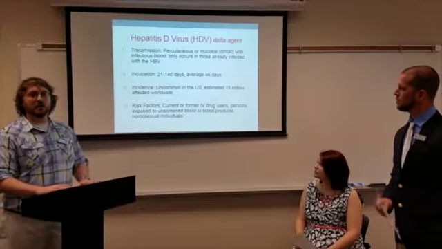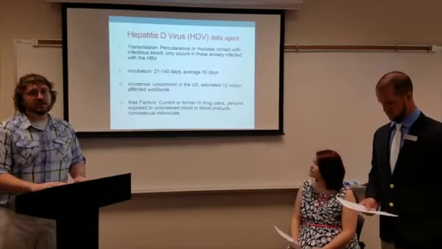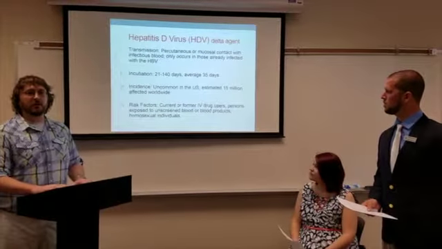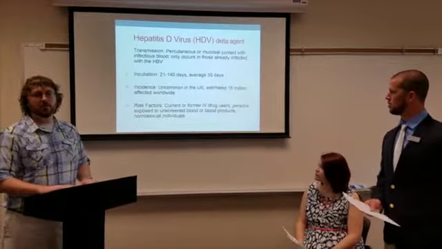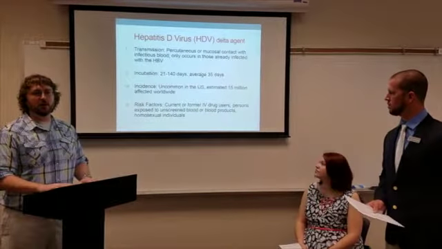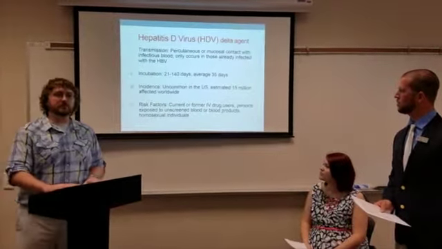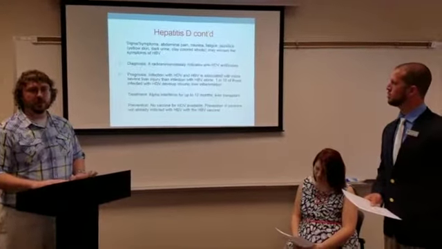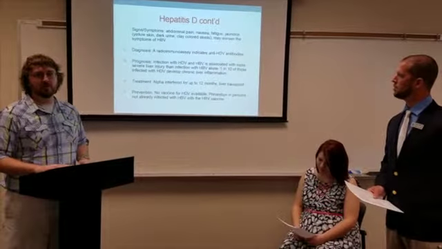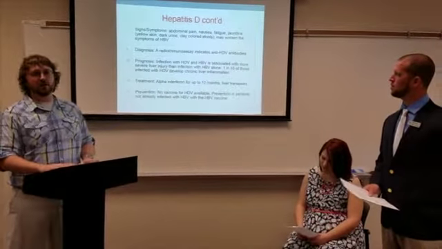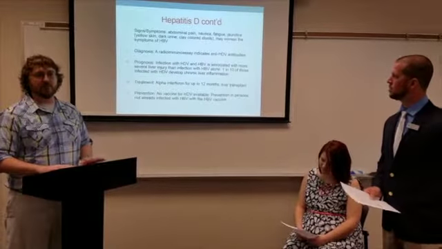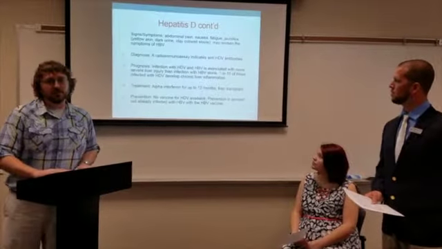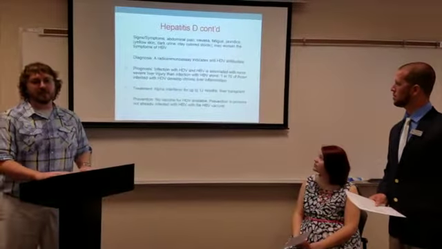Its incidence is uncommon in the United States, as an estimated 15 million are affected worldwide. Its risk factors: current or former IV drug users, persons exposed to unscreened blood or blood products, and homosexual individuals. Signs and symptoms: abdominal pain, nausea, fatigue, jaundice, which is once again yellow in the skin, dark urine, and clay-colored stools. This may worsen the symptoms of the hepatitis B virus. Its diagnosis: a radioimmunoassay indicates anti-hepatitis D virus antibodies.